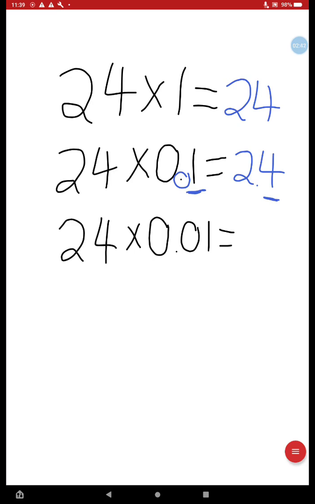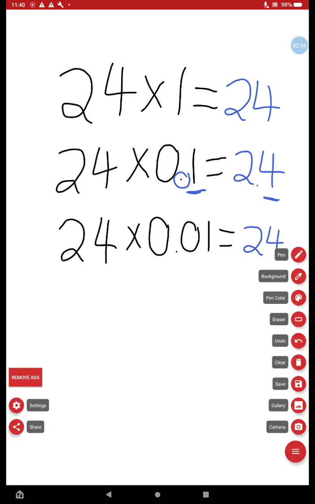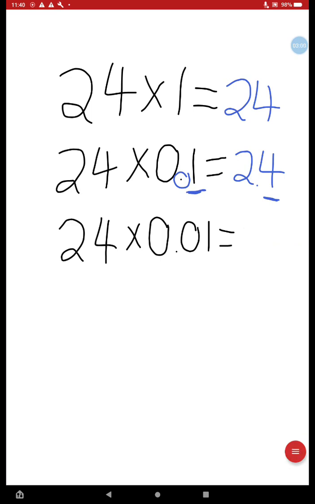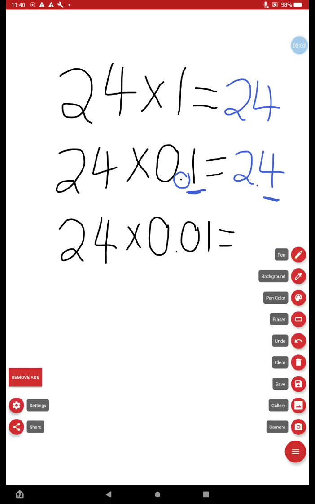Now let's do that again on the bottom one. Again, ignore the decimal point and just tell me, what's 24 times 1? Hey, that's still 24, isn't it? Okay. Let me give a little bit more space here. 24. Whoops. There we go.